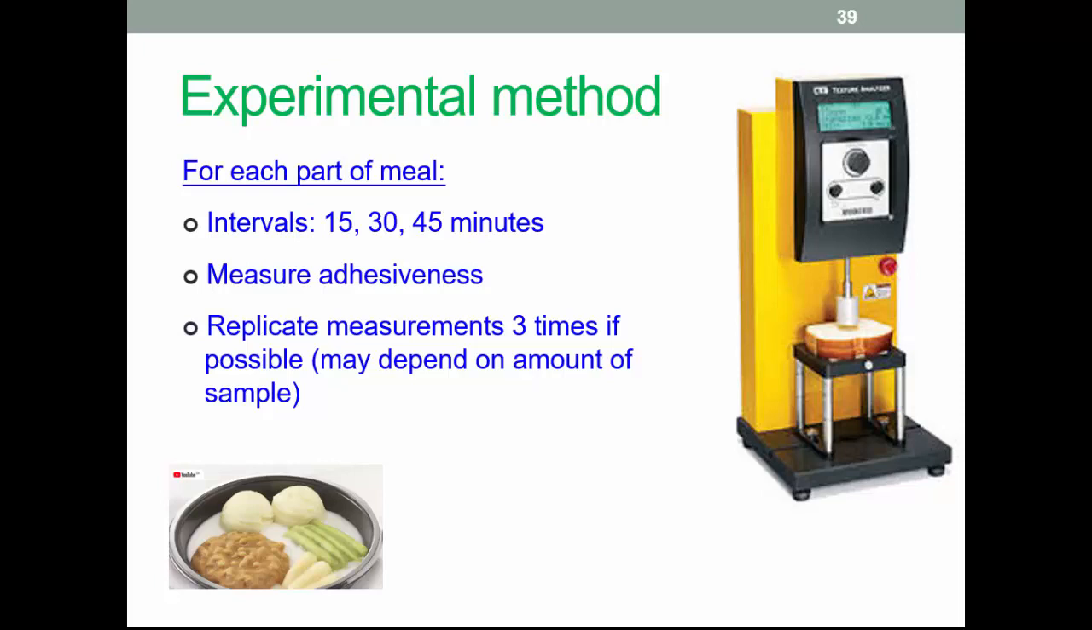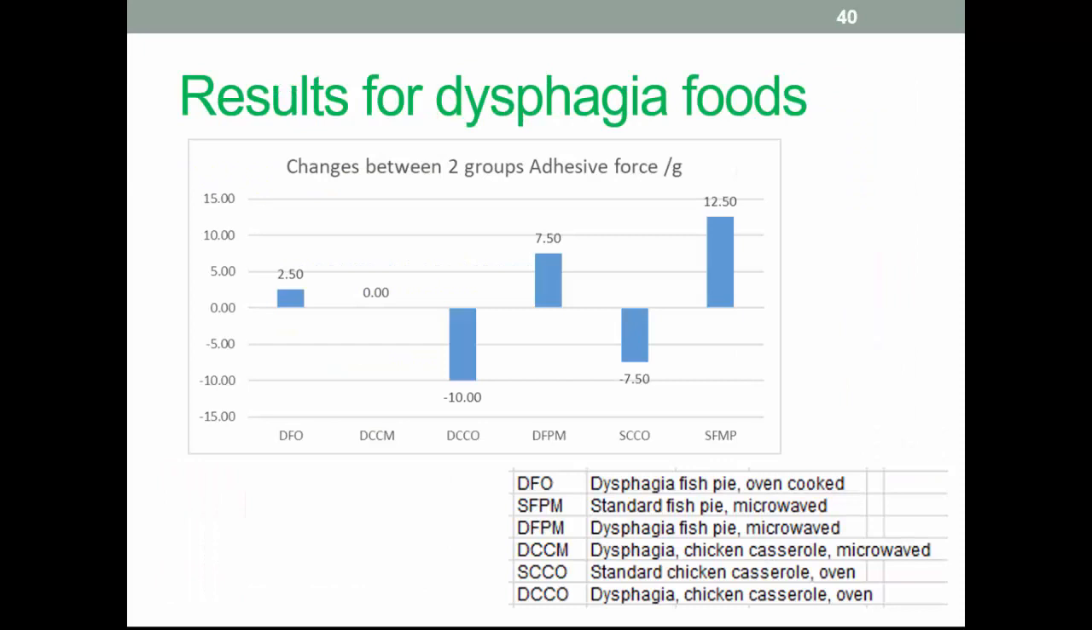More details on the method here. We'll measure it in intervals of 15, 30 and 45 minutes, and we'll look at adhesiveness, and if possible replicate the measure 3 times and see if there is any effect on the IDSI level of the food, or the texture anyway, based on what happens over time. And this is a really interesting question. And we know it does have an effect.